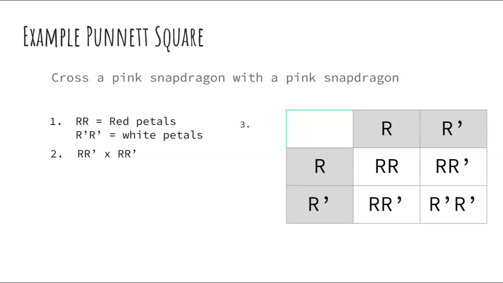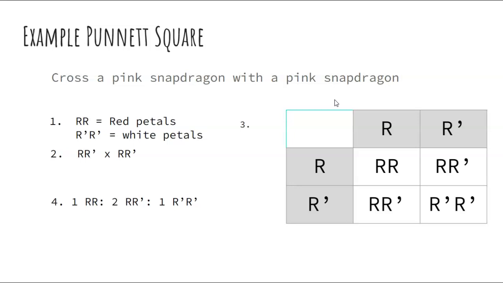So our next step is to do the genotype ratio, and that's easy. You're just counting how many of each genotype you have. In this case, I have one RR, that's in my first box. I have two RR primes, and we can see that in the offspring. And then I have one R prime R prime.